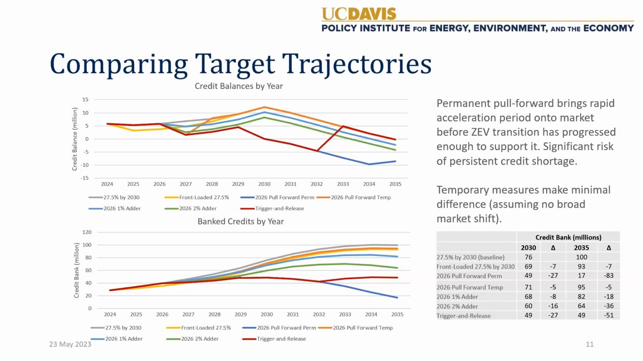When you jump 1 year in target ambition and then hold it and fall back to the original, again, it makes a relatively small impact.